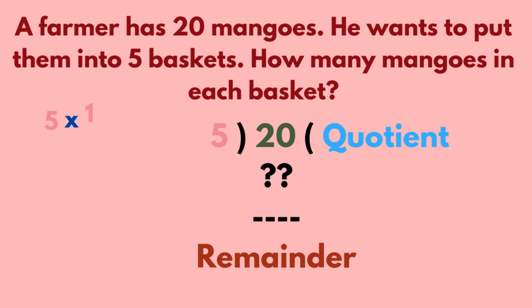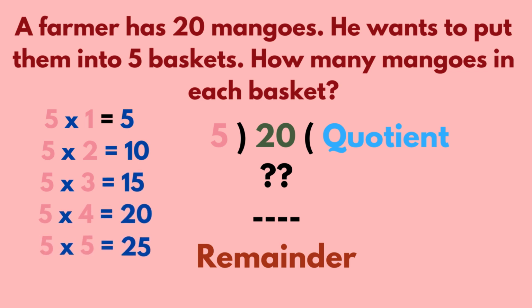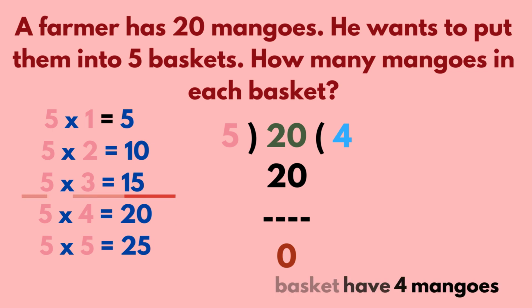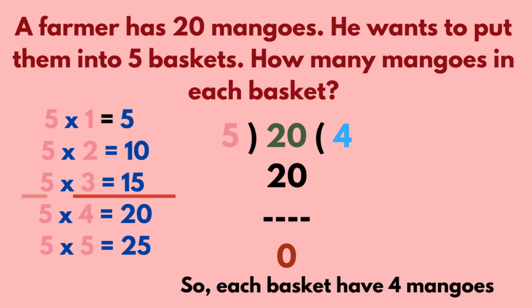5 ones are 5, 5 twos are 10, 5 threes are 15, 5 fours are 20, 5 fives are 25. Here 5 times 4 is 20. 20 is divided by 5, 4 times. So each basket has 4 mangoes.